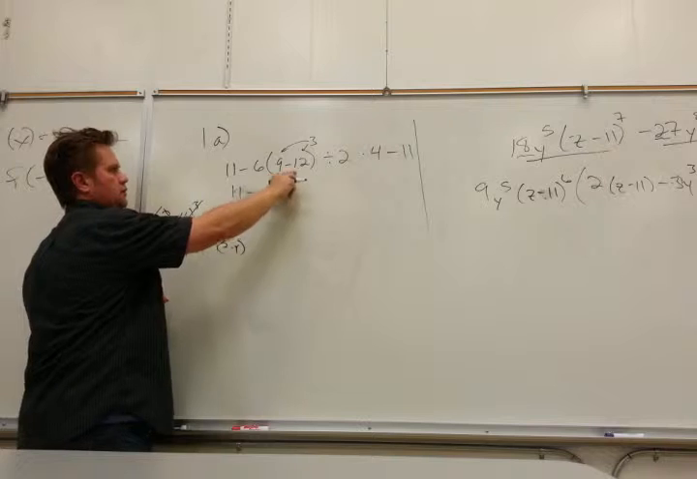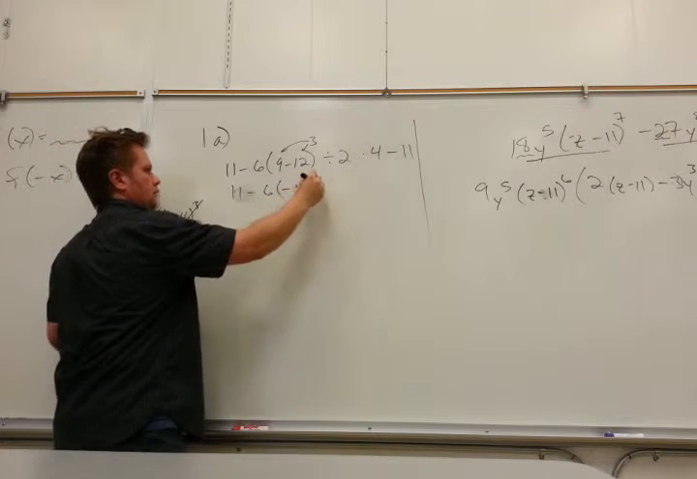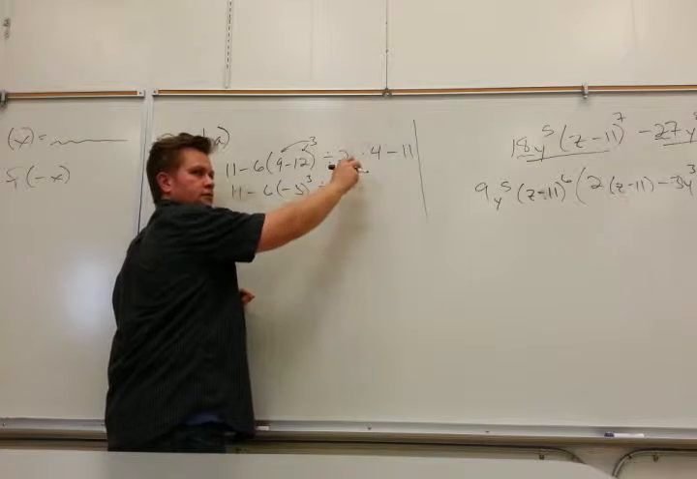What do you do first here? So this is minus negative 3. Now is this divided by 8?